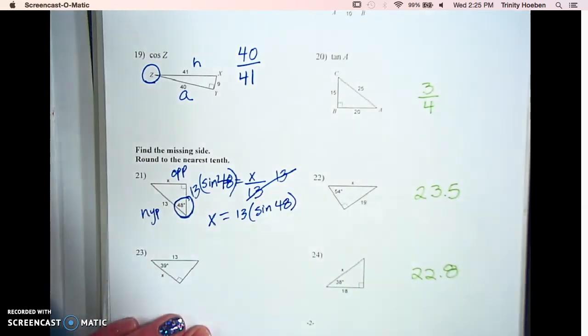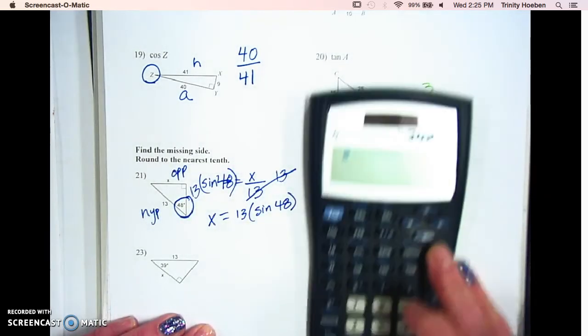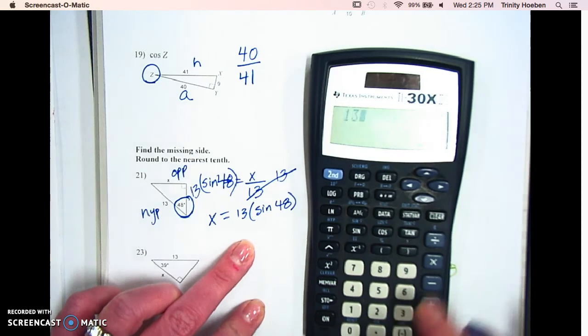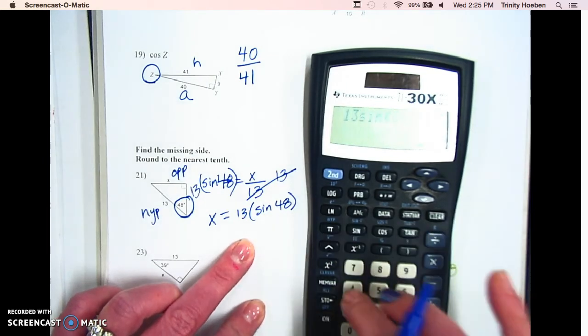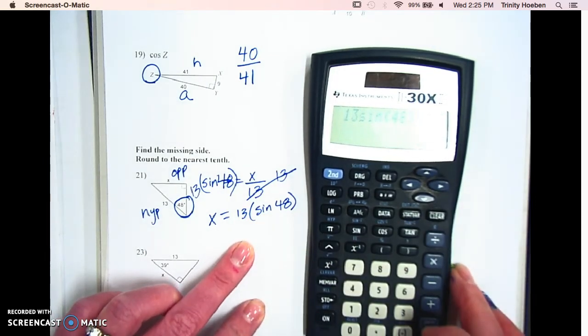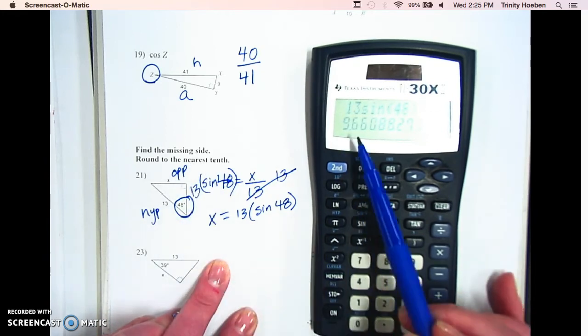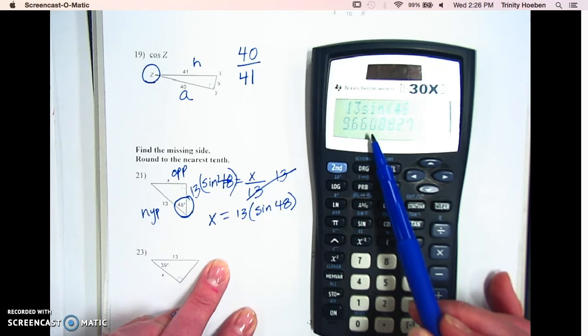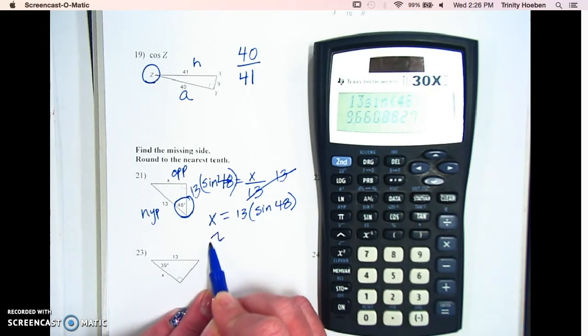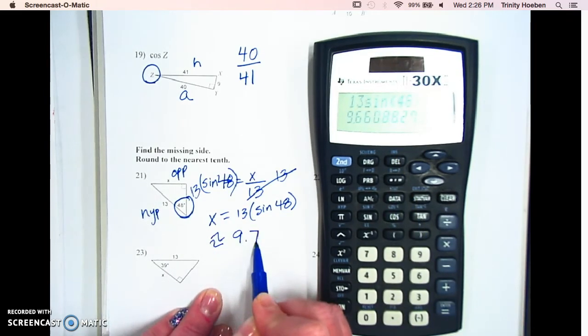So make sure your calculator is in degree mode, and multiply 13 times the sine of 48, hit the equal sign, and round to the nearest tenth. That's one number after the decimal, which is a 6, but there's a 6 next to it, so it rounds up to 9.7.